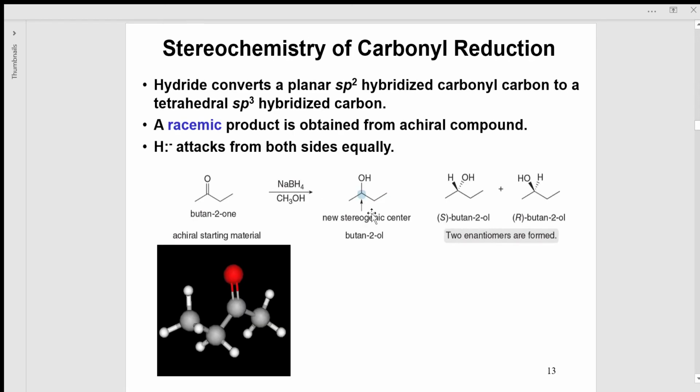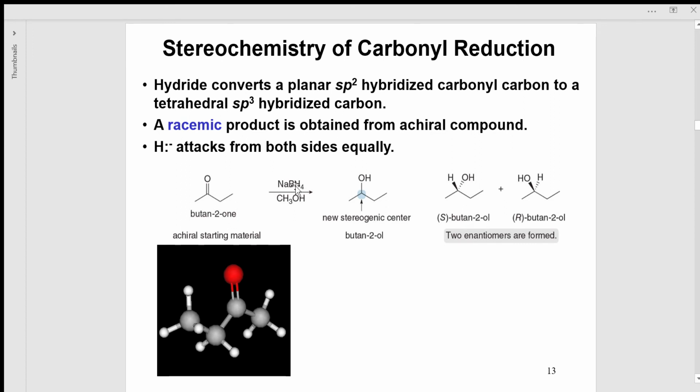Next, we are going to discuss the stereochemistry of ketone reduction reactions. This is a ketone, and this is the 3D structure I generated with the software we have, Marvin Sketch. You see, this carbon, oxygen, and carbon are on the same plane. This is trigonal planar.